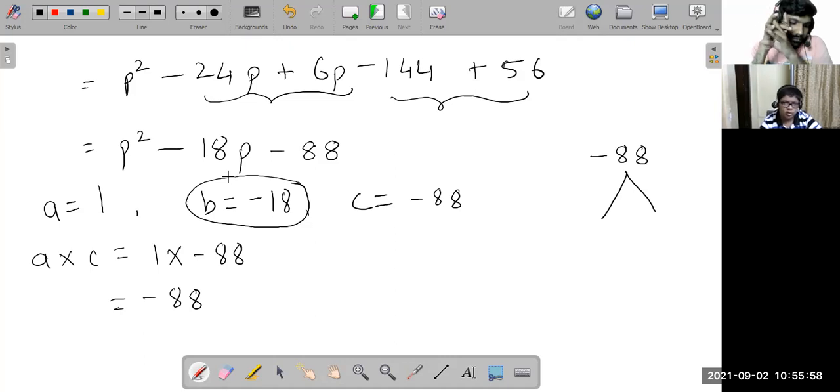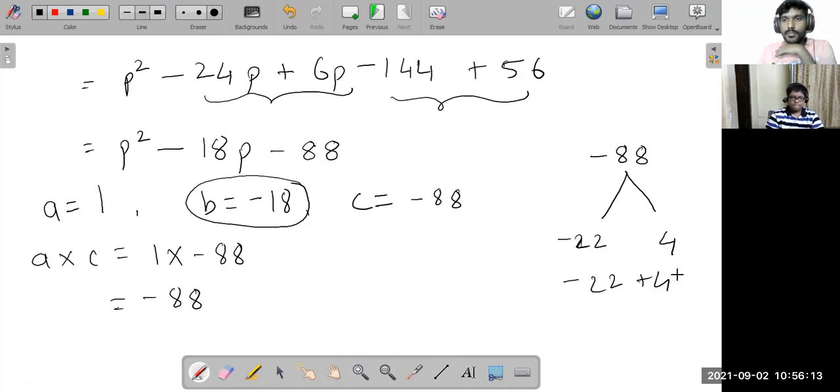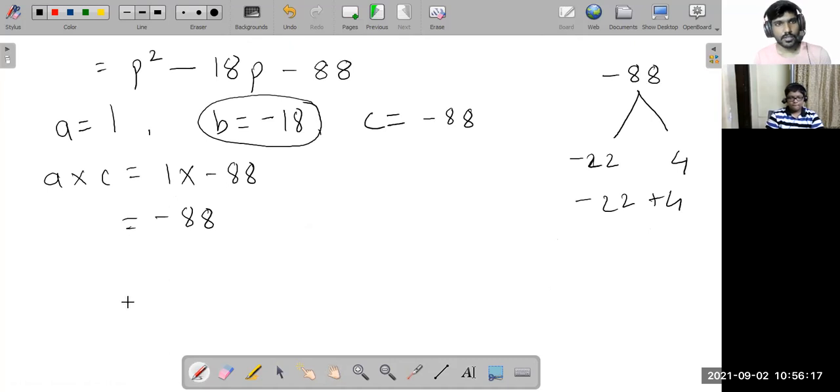Minus 22 and 4. Correct. Remember, minus 22 into 4 is minus 88, and minus 22 plus 4 is minus 18. So let's do it. This is p square minus 22p plus 4p minus 88.